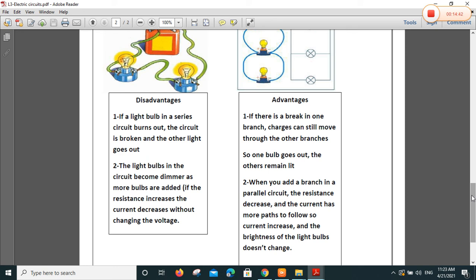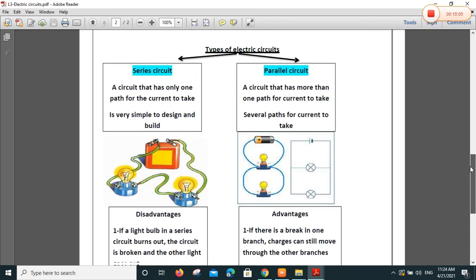Yes, we mentioned current times resistance equals voltage. And the brightness isn't affected. The brightness isn't affected, but in series the brightness gets dimmer. So it's easy to compare between parallel and series connections, parallel and series circuits.